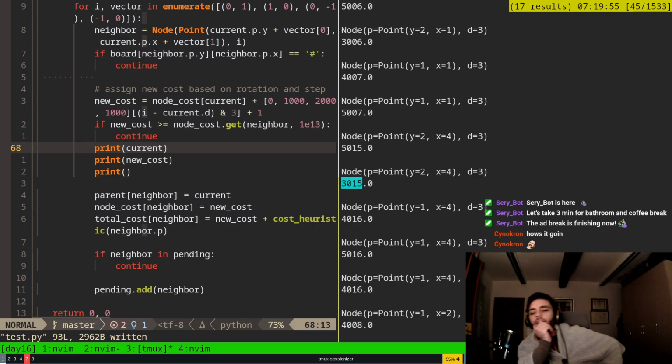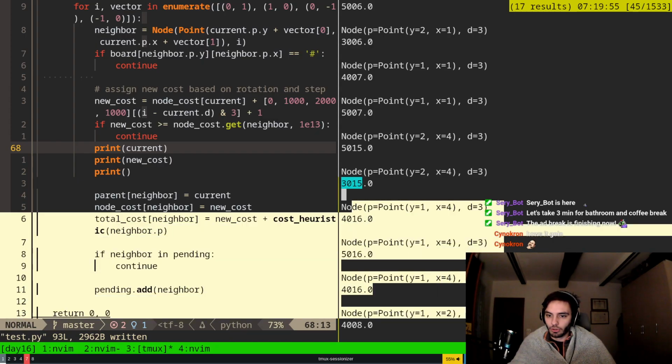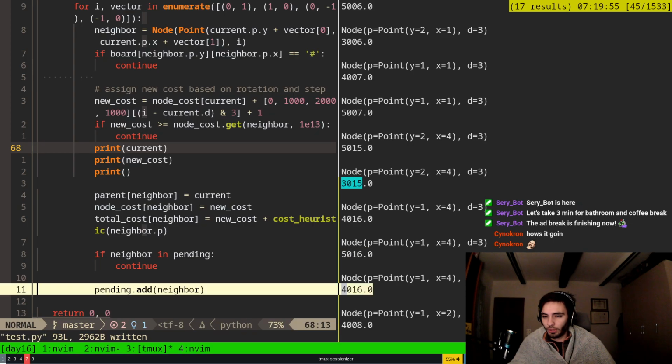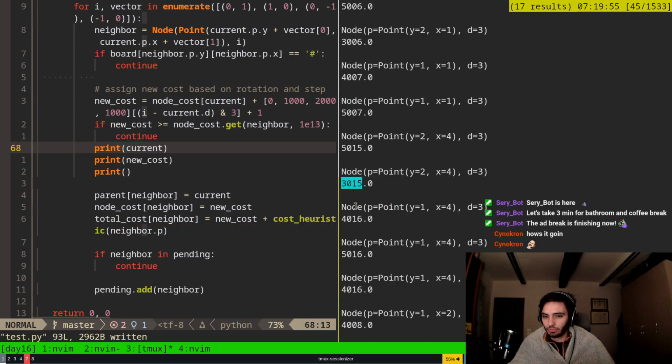But yeah, in the way that he's doing it, I see that the idea he's trying to convey is that there's a directional, okay? So he should be pushing all of them inside the pending because they all have the same point, same direction, but they have a different cost. Which one of these gets pushed? I guess he does push 4016.